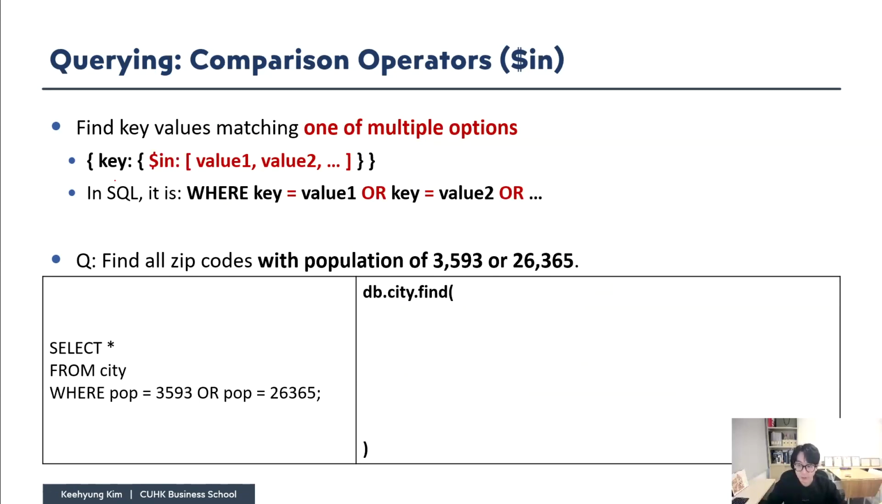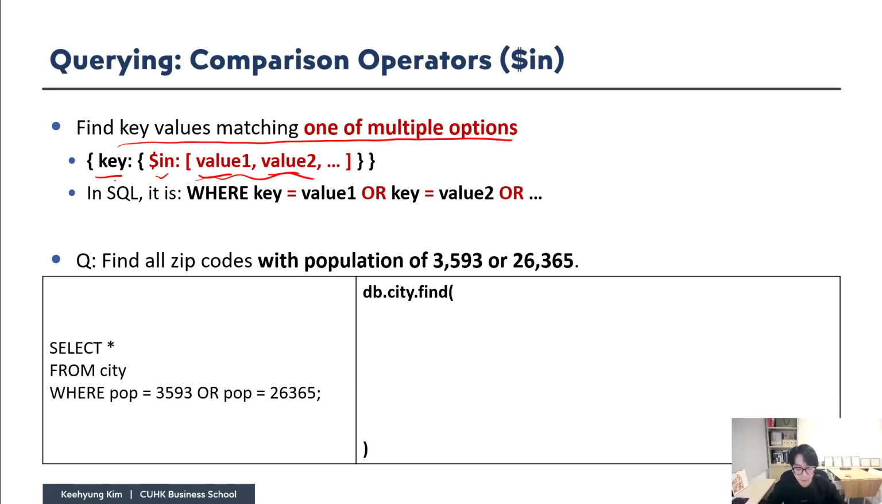This is basically similar to the in operator in MySQL. You can use the in operator when you want to find the key values matching one of multiple options. So this key value should be matched with one of these options I list here, and then I want to see the result. Then you can use the in operator and list the options you want to show.